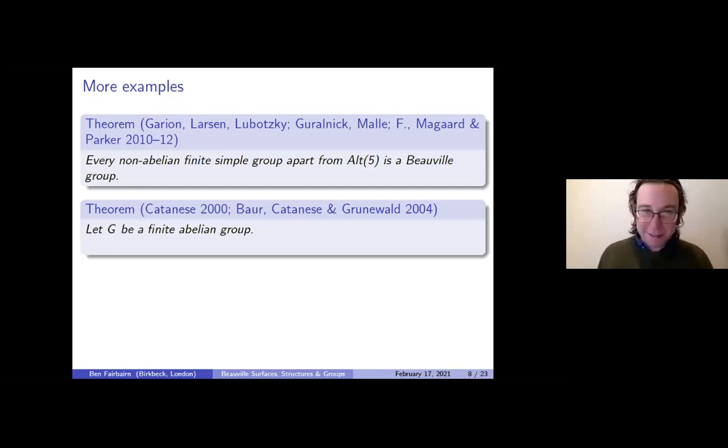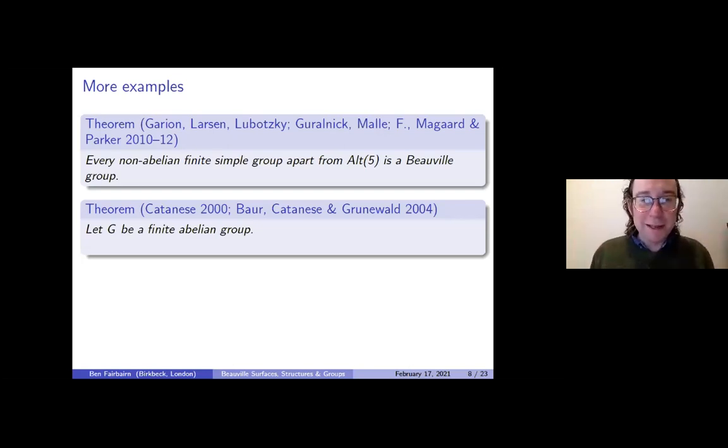A few years later, Ingrid Bauer, Fabrizio Catanese, and Fritz Grunewald, in a big paper in 2004, where most of the problems in the area were written down and stated, actually managed to verify that Catanese's list not only was correct, but actually was exhaustive. It consisted of all the finite abelian groups that are Beauville groups. So in particular, what was proved?